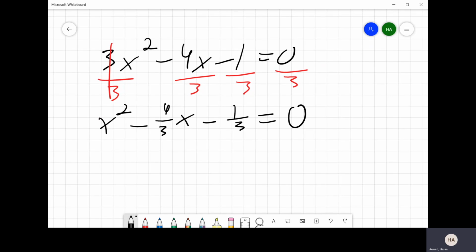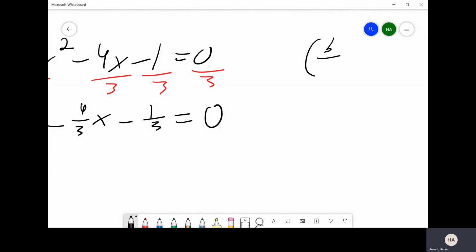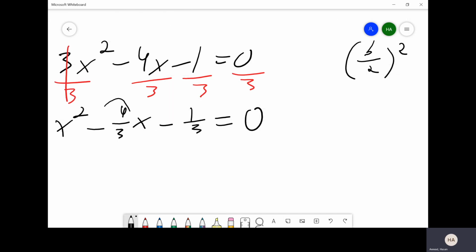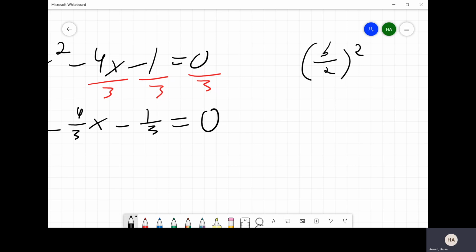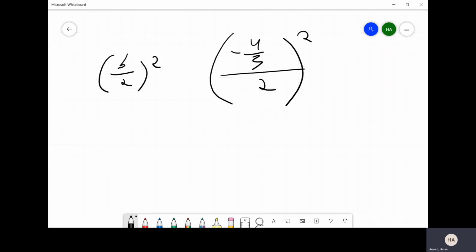So now what do we have to do? Well, now we just go back to our b over 2 squared. What is b in this sense? B is going to be the negative 4/3. It's going to be my coefficient to whatever my x to the first power is. So we're going to plug that in. We get, and I'm going to draw bigger parentheses here because we're going to need it, negative 4/3 all divided by 2 squared.